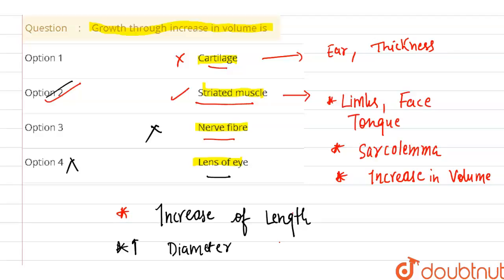Option second is the correct answer. That is the striated muscle, which is found in the limbs, face, and the tongue in the human, and the plasma membrane is known as sarcolemma, and the growth measurement is increase in the volume. So option second is the correct answer.